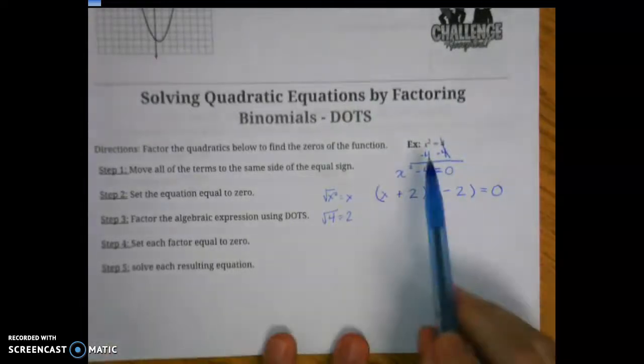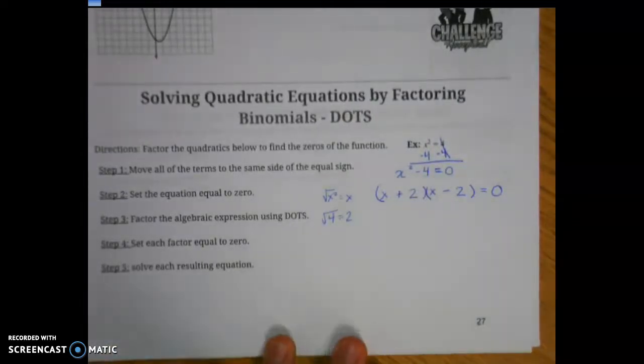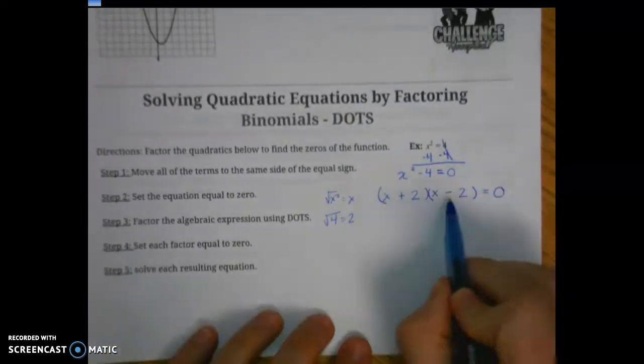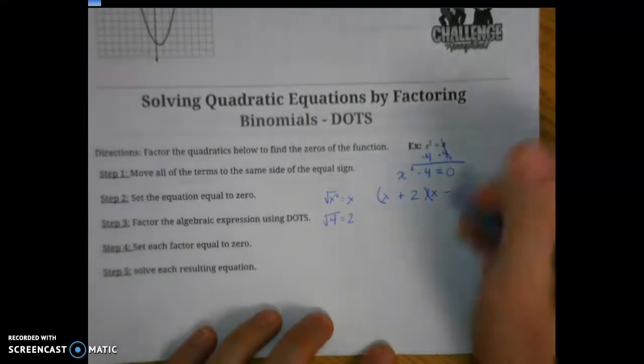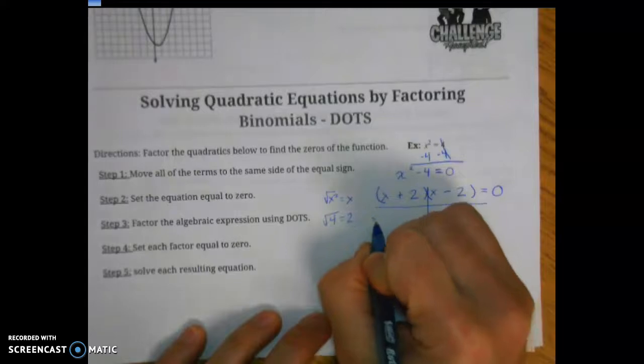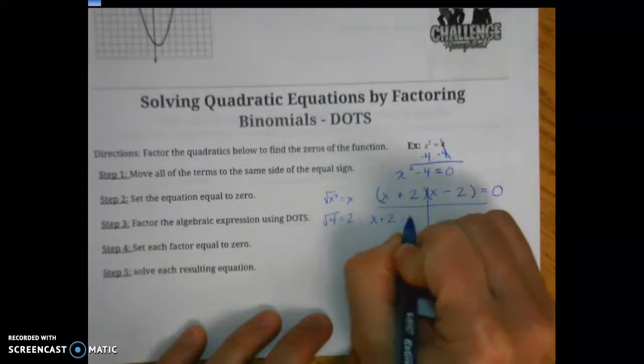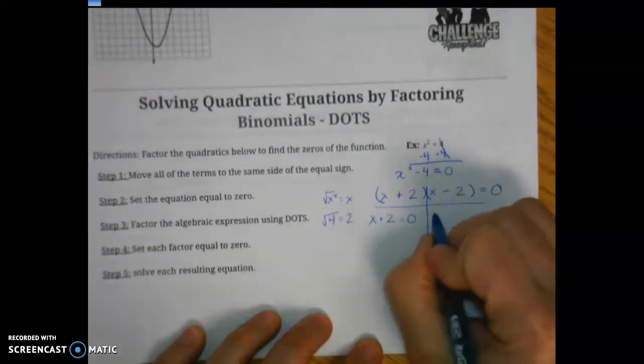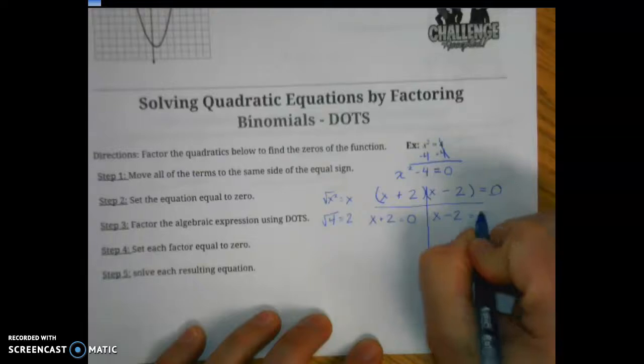Okay. So once I have the expression factored, I'm going to use the same process as yesterday, where I take both factors and set them equal to 0. So I set up a little table like this and I say, okay, x plus 2 is one of the factors. I'll set that equal to 0. And the other factor is x minus 2, so I'll set that equal to 0.